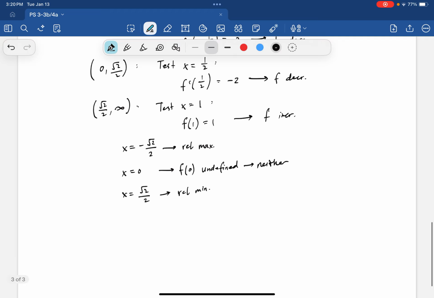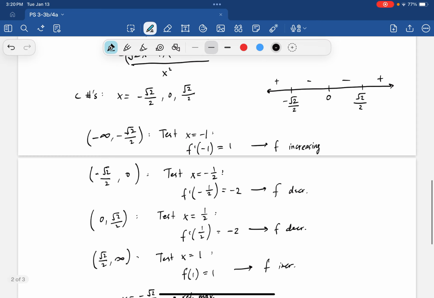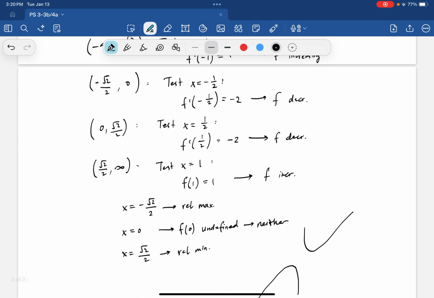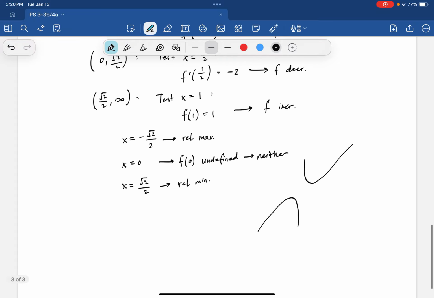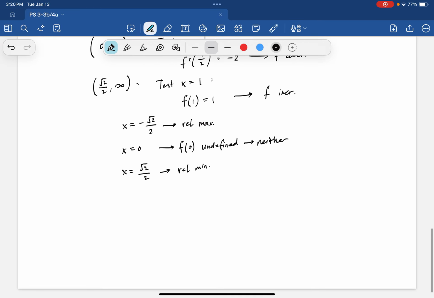Okay, so if we were to sketch the graph, it would look like this. And so clearly at x equals 0, it's neither a minimum nor a maximum. It's not even defined there. But we're going to have one relative maximum and one relative minimum there. Let's do part C.